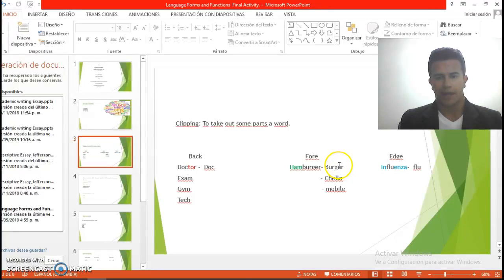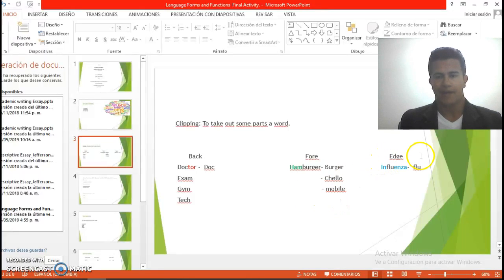Secondly, we have forward clippings. As opposed to back clippings, it is when we take away the first syllable of the word, such as in the word hamburger, which will be changed into burger. Cello stems from violoncello, or mobile comes from automobile.